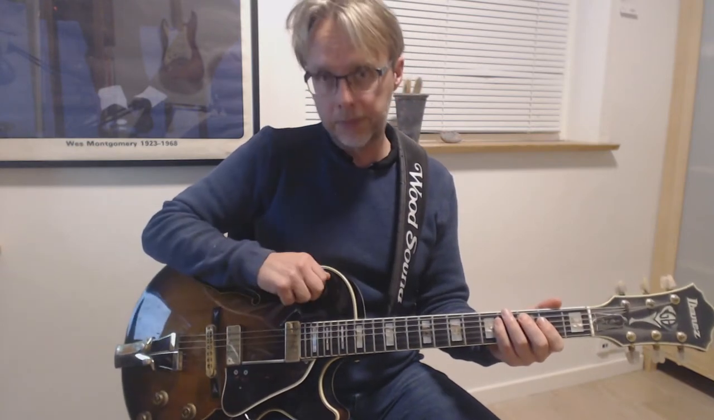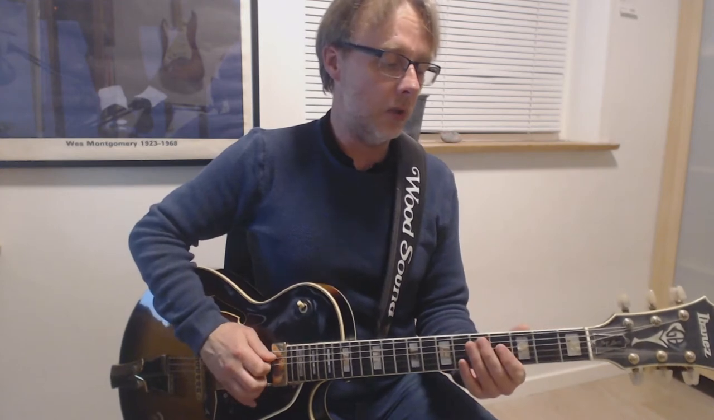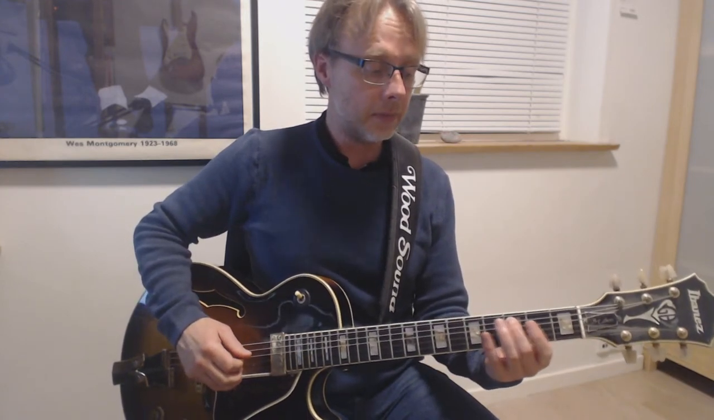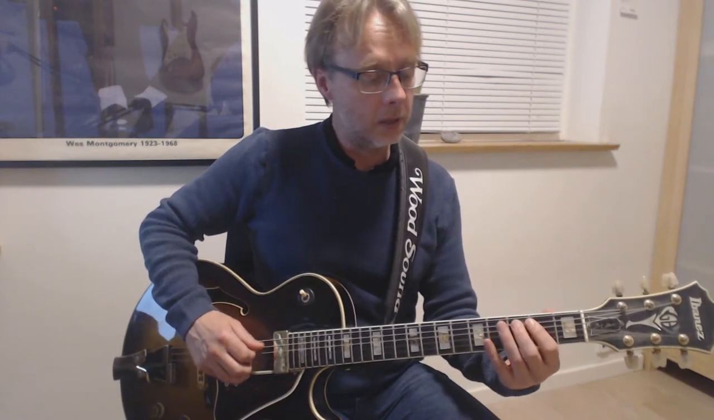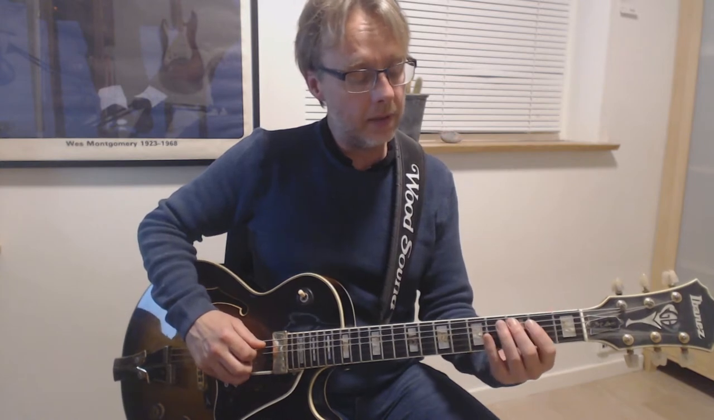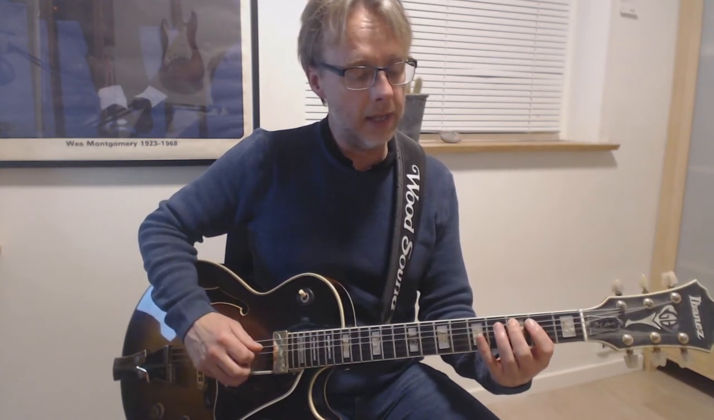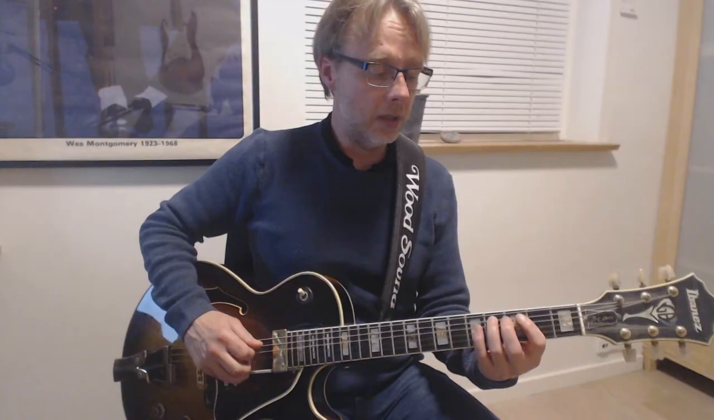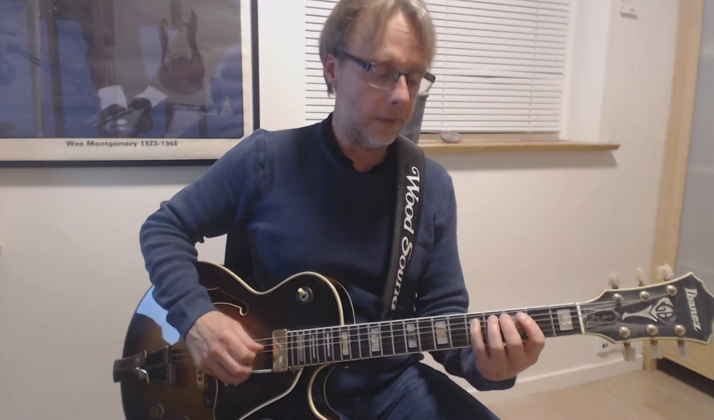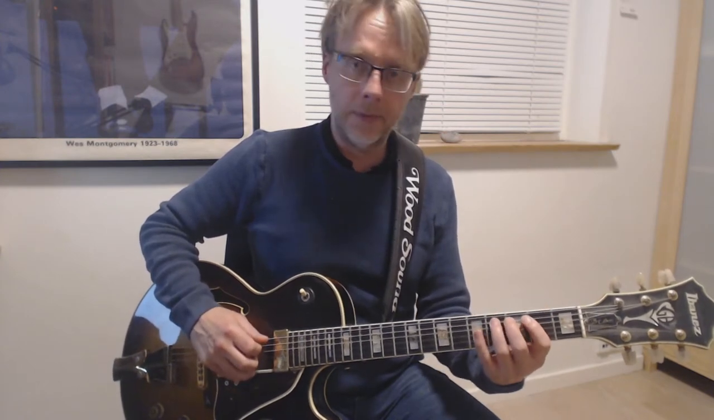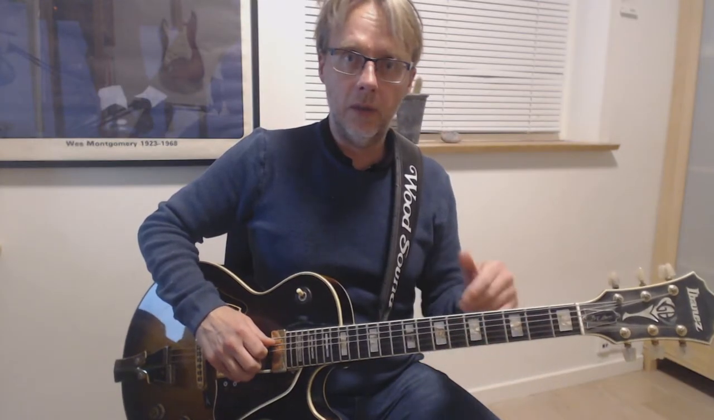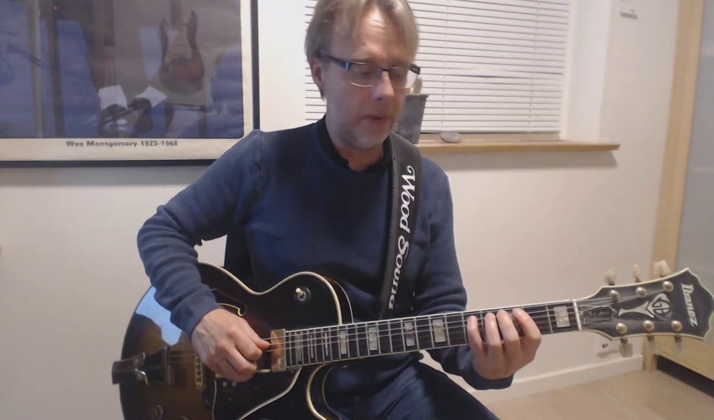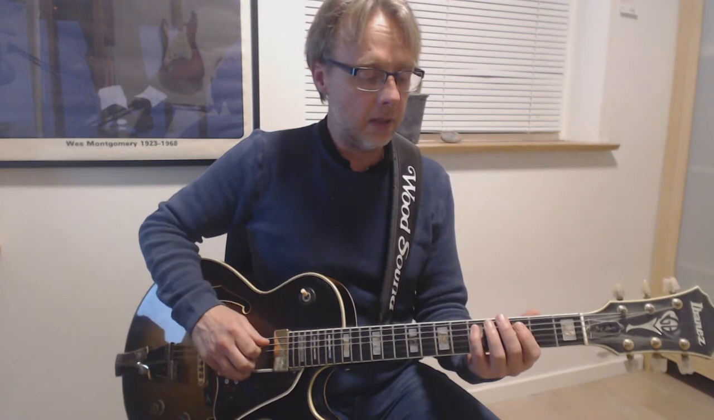So let's see how we can add some approach notes. We have C here, which is a scale tone, and if you go back, you also have a scale tone, and you go up to D. So we have scale tone, scale tone, scale tone, and here we have the approach note, the C sharp up to D, and that's a nice line. So if you want to land on the D, you can go down and up, and then we continue this pattern.